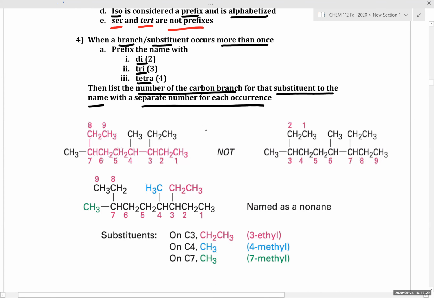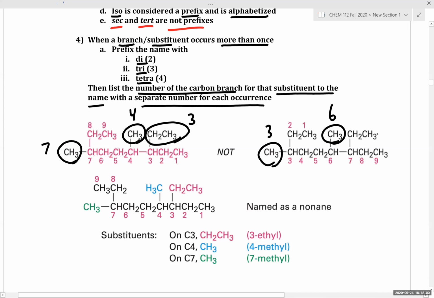So first, if we're dissecting the following example, we'd identify our longest chain. So there are 2 counting methods. We can either count from right to left or left to right. Now, if we look at our locant numbers, we have substituents at carbons number 3, 4, and 7, compared to substituents at 3, 6, and 7. So then, we go from the top of the line to the bottom of the line.